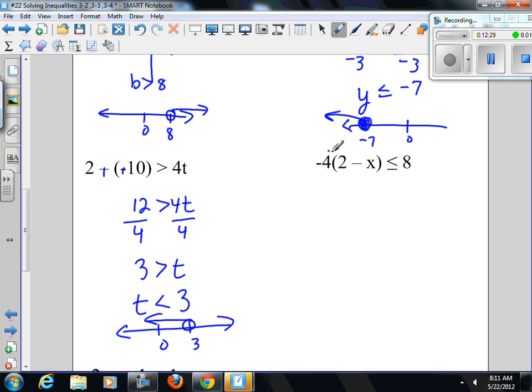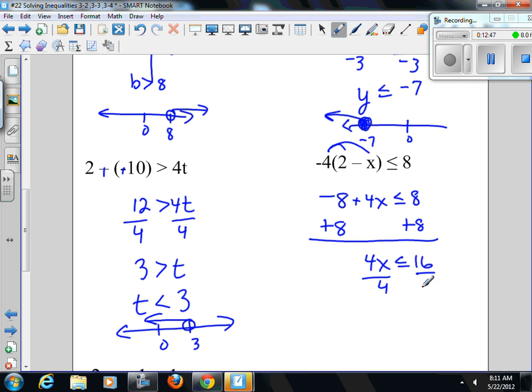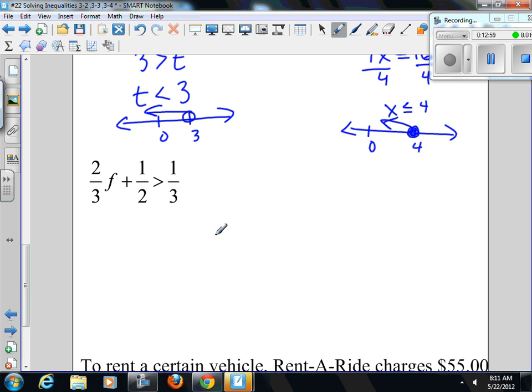Next, we want to get rid of these parentheses, so we'll distribute. So we have negative 8 plus 4x is less than or equal to 8. We need to add 8 to each side. So 4x is less than or equal to 16. Divide by positive 4, and x is less than or equal to 4. So we have a closed dot on 4 with an arrow going to the left.